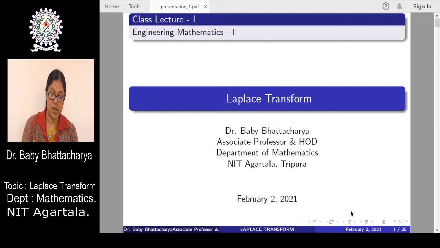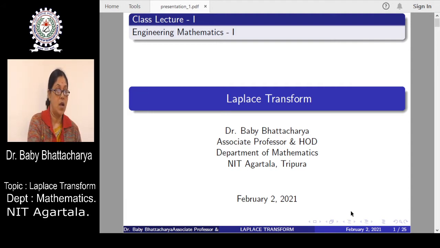It is applicable to continuous functions, piecewise continuous functions, periodic functions, step functions, and impulse functions. It has many important applications in mathematics, physics, optics, electrical engineering, control engineering, signal processing, and also probability theory. So, that is why we are to study this Laplace transformation.